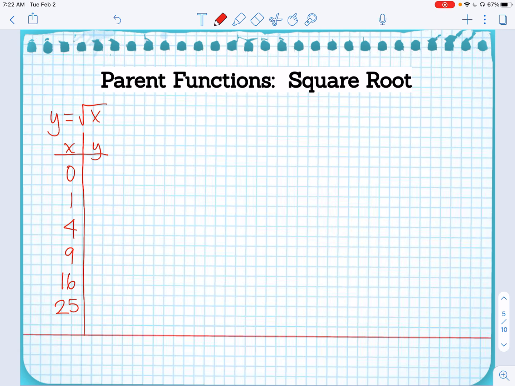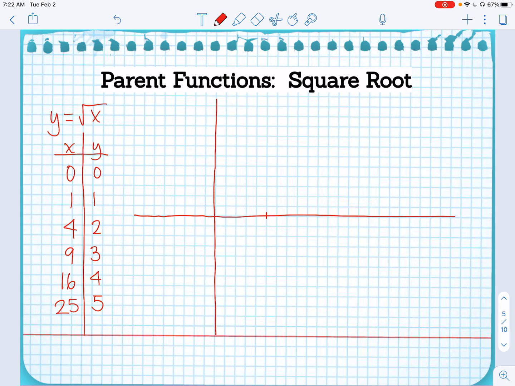So I picked these strategic values because I know the square root of 0 is 0, square root of 1 is 1, square root of 4 is 2, square root of 9 is 3, square root of 16 is 4, and the square root of 25 is 5. And because I picked those particular values, I knew I would come out with clean, integer, real numbers that could be easily graphed.